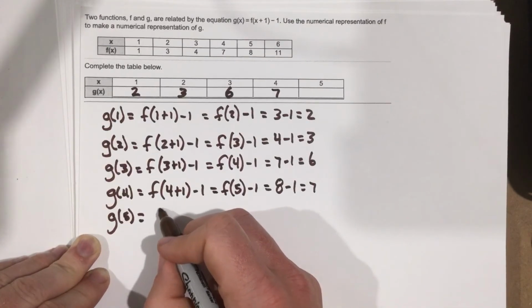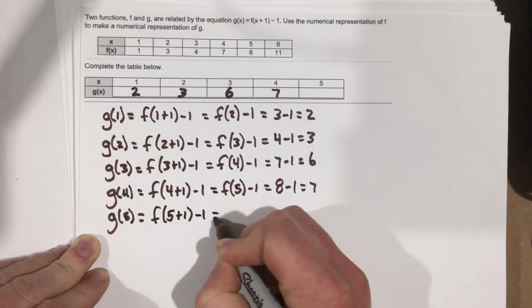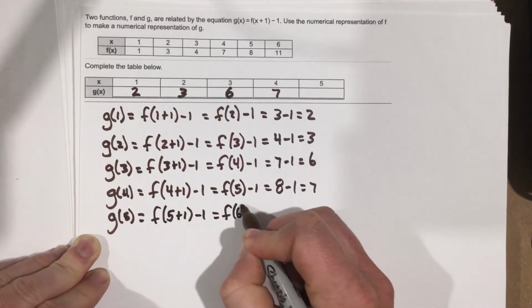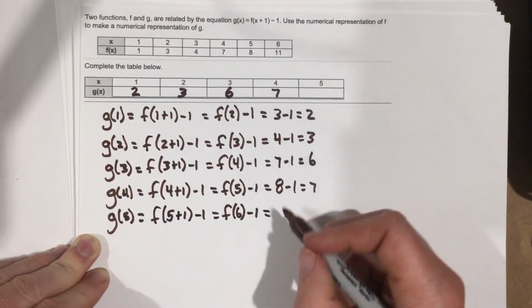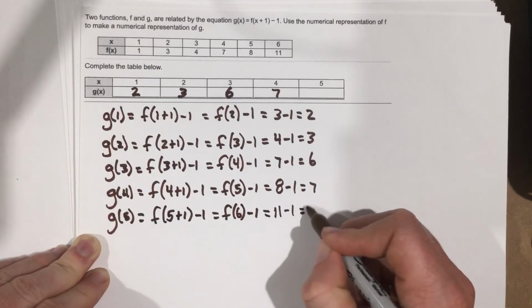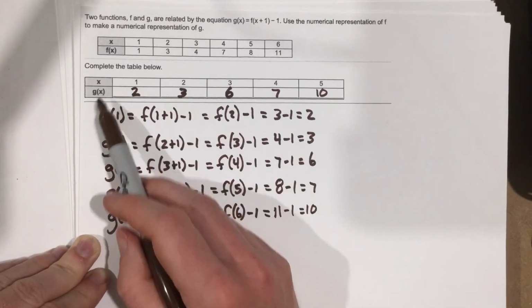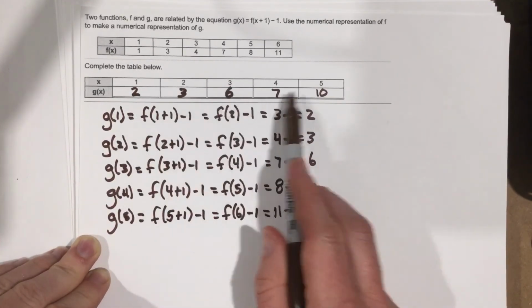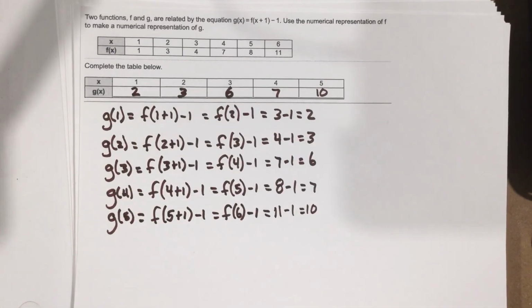And then finally we get f of 5 plus 1 minus 1. That's f of 6 minus 1. F of 6 is 11 minus 1, which is 10. So our solutions for the g function are 2, 3, 6, 7, and 10 for x values 1 through 5. Hopefully that makes some sense.